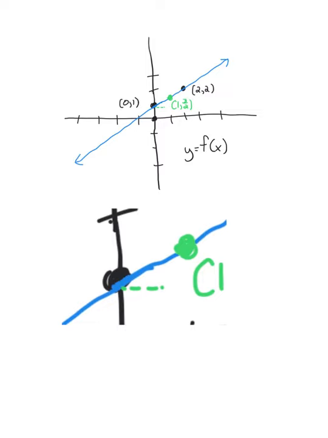Okay. So it looks like for every 1 unit I move over in the x direction, so every 1 unit to the right, it looks like I move up a half unit in the y direction. So this is 3/2.